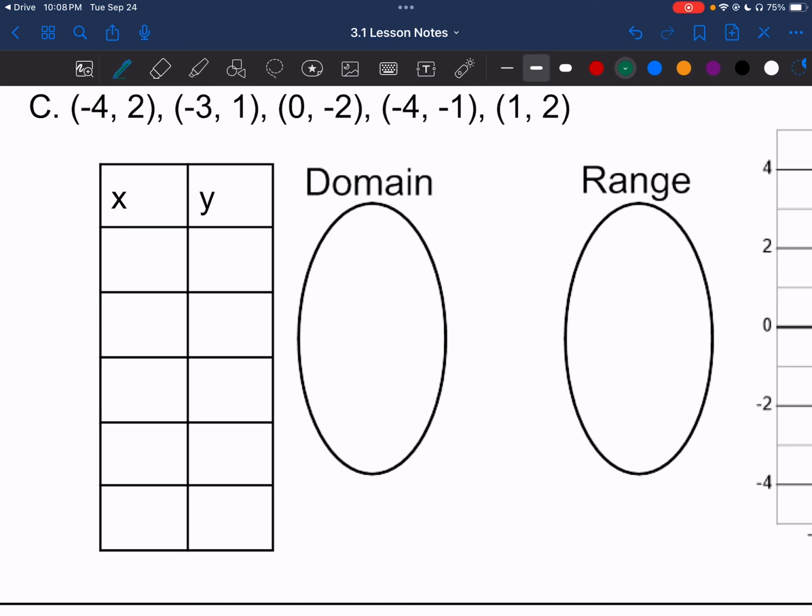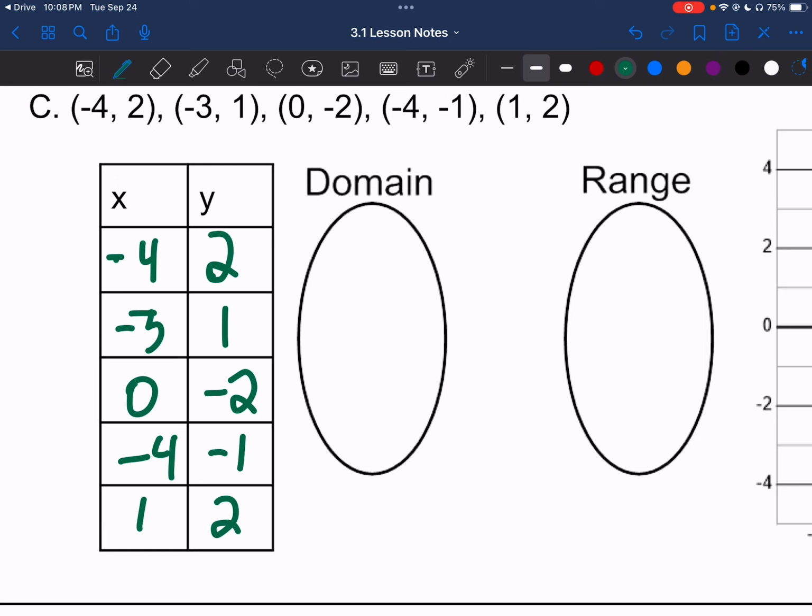So for letter C, we're going to list out our values in our table here. So -4 is my x, 2 is my y. We have -3 for x, and we have 1 for y. We have 0 for x, -2 for y, -4 for x, -1 for y, 1 for x, 2 for y.